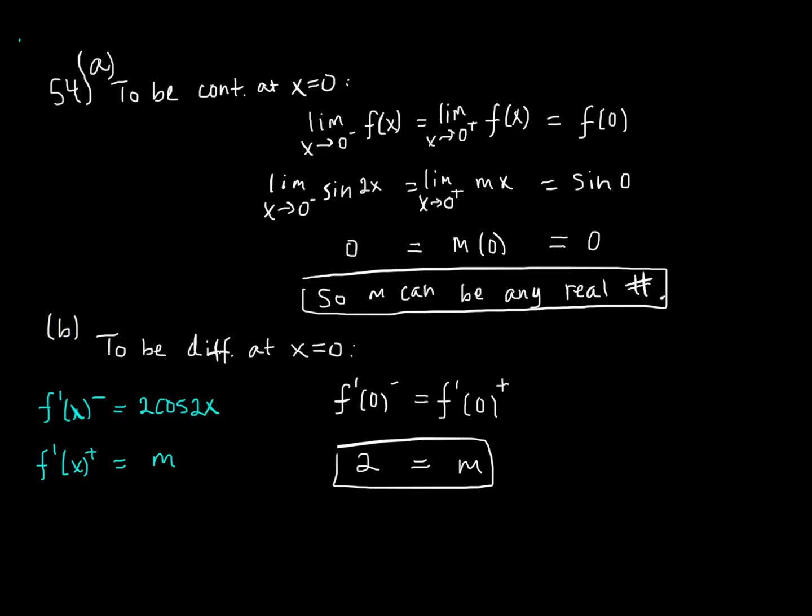Now looking at part B, to be differentiable, it's a little different, right? It's not just looking at what the value of the function is approaching. It's actually looking at how that function is approaching that value. In other words, looking at the slope from the left and the slope from the right. The derivative of the function to the left of 0 is going to be 2 cosine of 2x, and the derivative of the function as you approach from the right is just going to be m, using the power rule. And so when I plug in 0 there, I have 2 times cosine of 2 times 0. Cosine of 0 is 1, so 2 must be equal to m, and so in order for the function to be differentiable, the value of m must be 2.